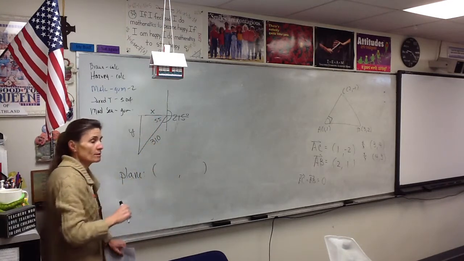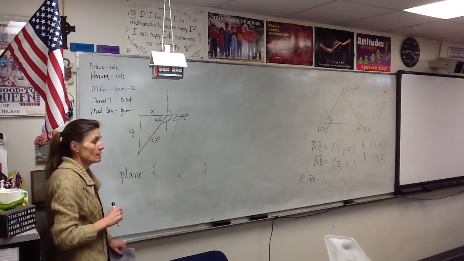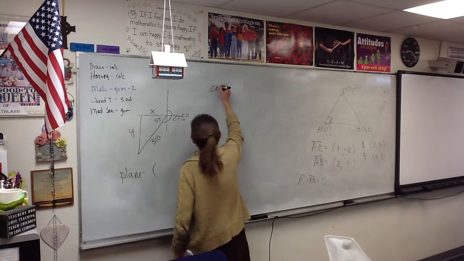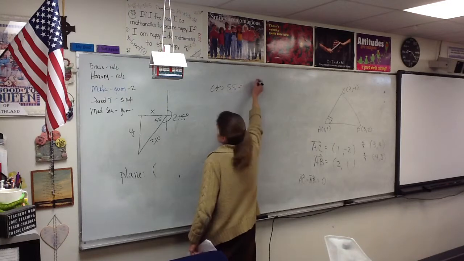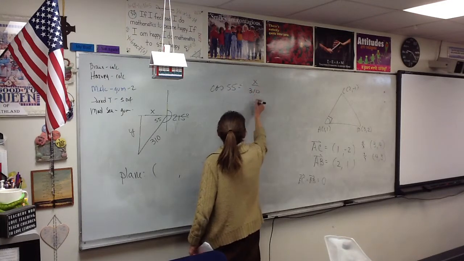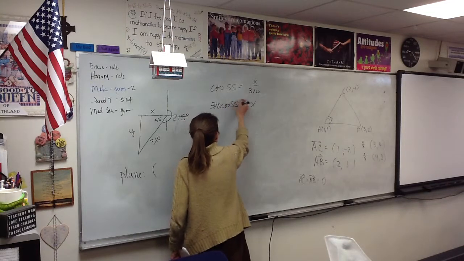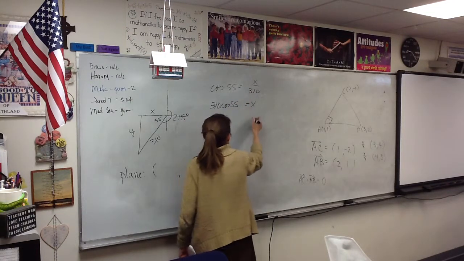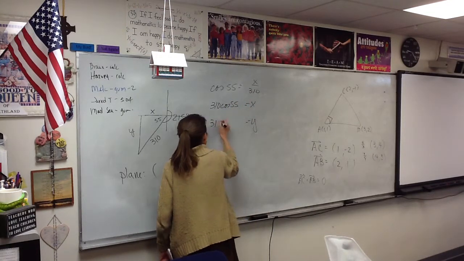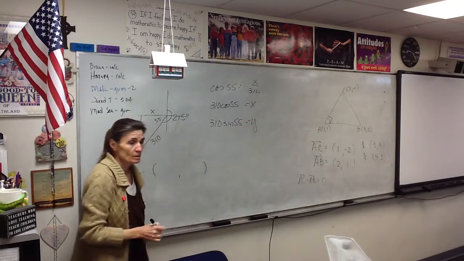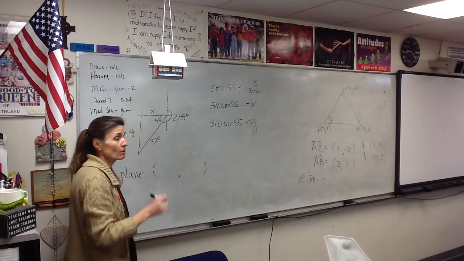Now, I need X and Y. This was a question somebody asked before. So sine and cosine, so we'll say cosine 55 equals X over 310. So X is going to be 310 cosine 55. I typed that into my calculator. And Y is going to be 310 sine 55, right? So I can type that into my calculator.